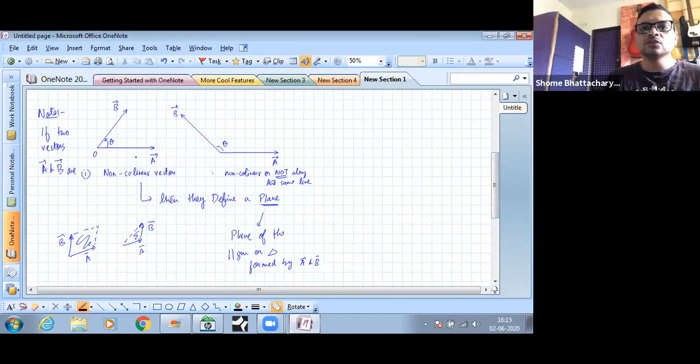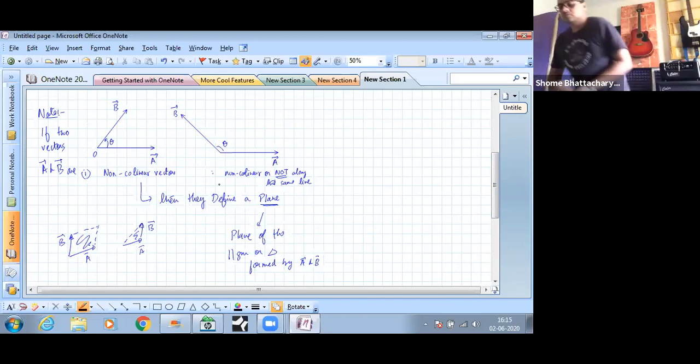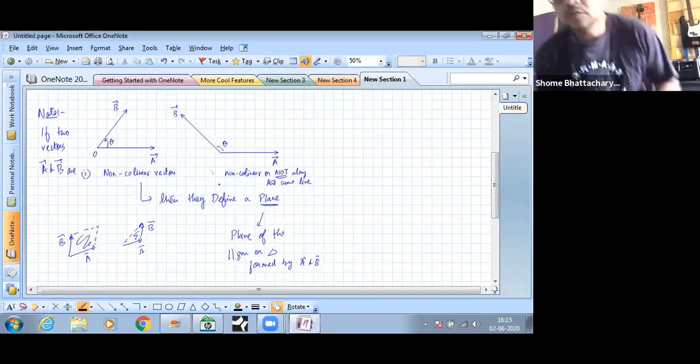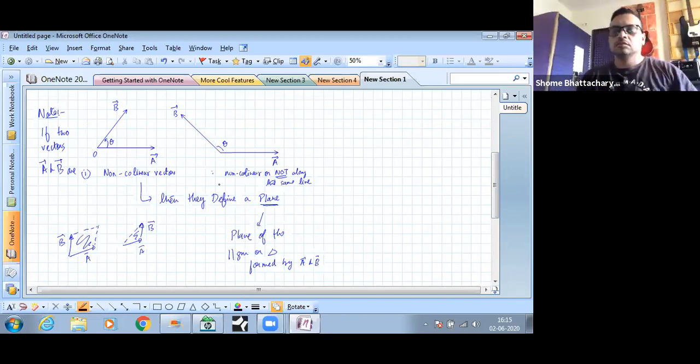So जब भी हम दो vectors को compare कर रहे हैं, if they are non-collinear, that means they don't lie along a straight line, then they will always define a plane. Okay, just imagine you have got any two lines. Okay, so just a minute, I'll show you something. Yeah, so just concentrate here for a moment.